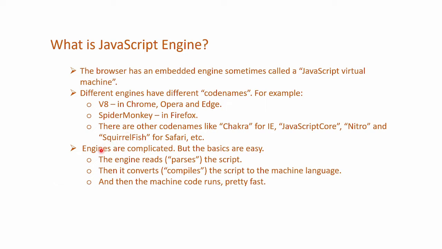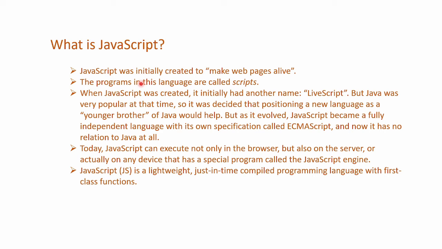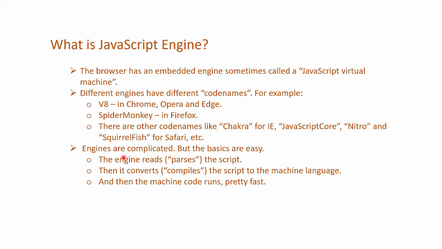Now, JavaScript engines are complicated, but they do the basic things very easily. It does only three things. It reads the script. When I say script, it's the JavaScript, because we just understood that whatever we write in this language is called scripts. So this JavaScript engine reads, or in technical terms, parses the script. Then it converts or compiles the script, that is JavaScript code, to machine language. And once it is converted to machine language, it can run pretty fast. Right. So let's just visualize it.